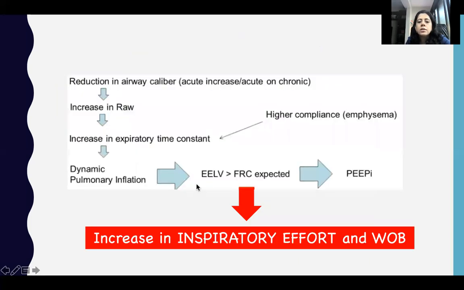Now this dynamic pulmonary hyperinflation that we saw causes an increase in the end expiratory lung volume, which gives an intrinsic or auto PEEP, and this causes an increase in the inspiratory effort or work of breathing. This work of breathing becomes important in a spontaneously breathing patient, because the patient would use it to overcome the auto PEEP inside the lungs. This is an important concept when we try to wean these patients with obstructive airway disease.